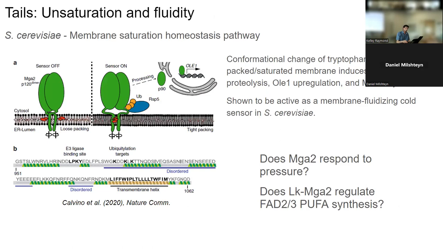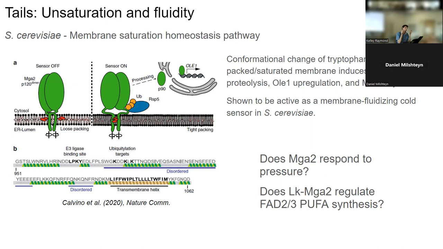I talked briefly about how cells can sense this. One example that is known is a membrane fluidity sensor called MGA2. It's paralogous with SPT23. It's a transmembrane protein that has two transmembrane helices in the membrane core.